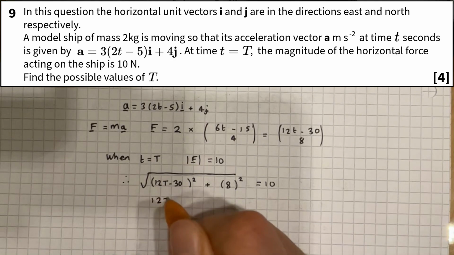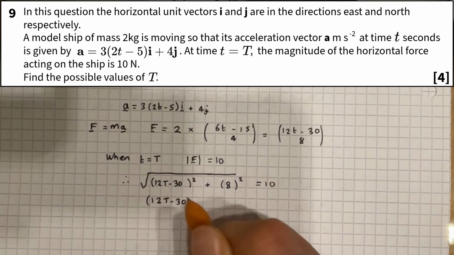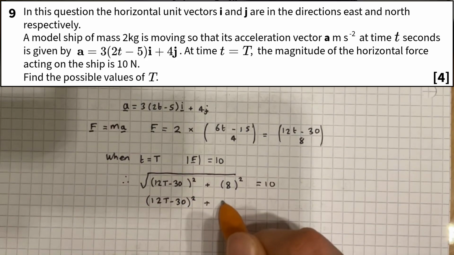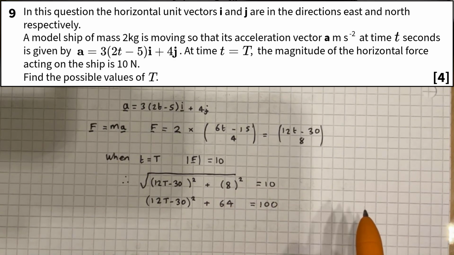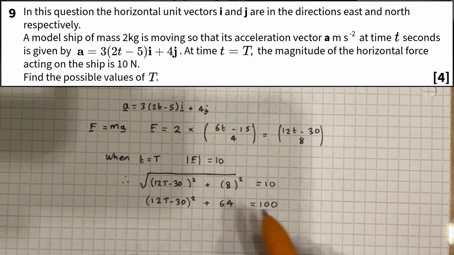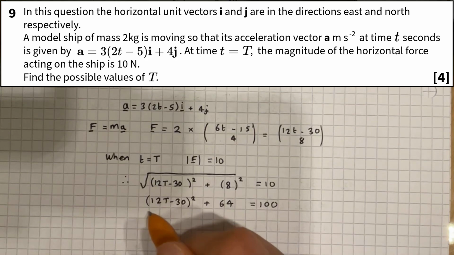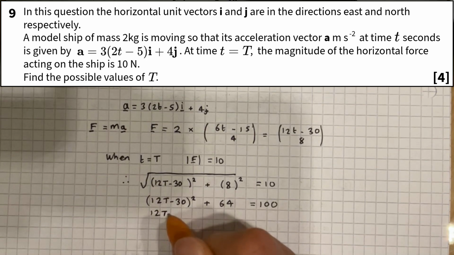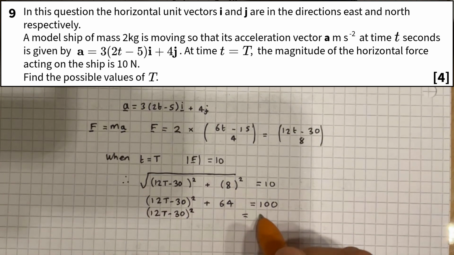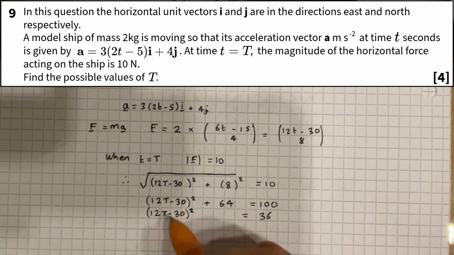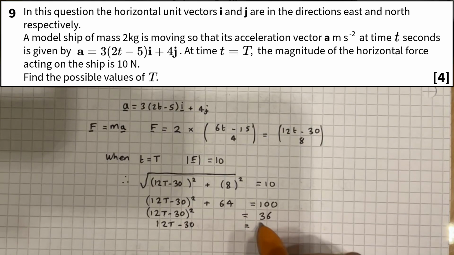To rearrange and solve this, we can square both sides. 8 squared is 64, and 10 squared is 100. Now I'm going to be smart here. We could expand this, but I'm not going to bother. I'm going to leave it, factorize, and you'll see why in a second. If I subtract 64, I'm going to get 36. And the joys of maths, I'm going to square root both sides. Rather than expanding it and rearranging, I'm simply going to say that 12T minus 30 is plus or minus 6.